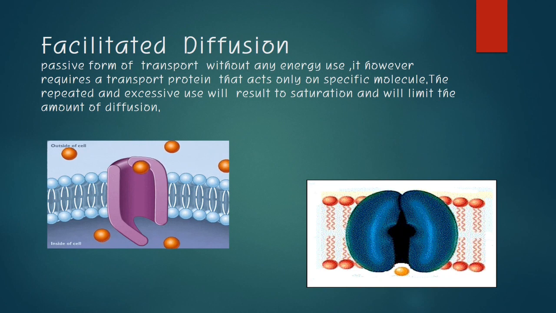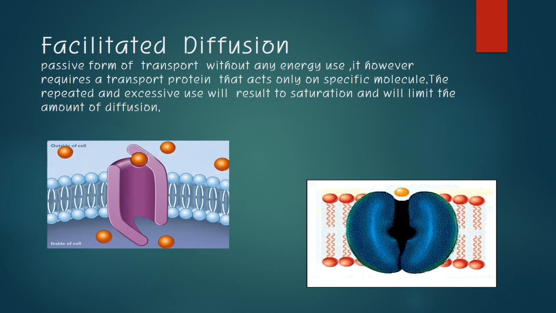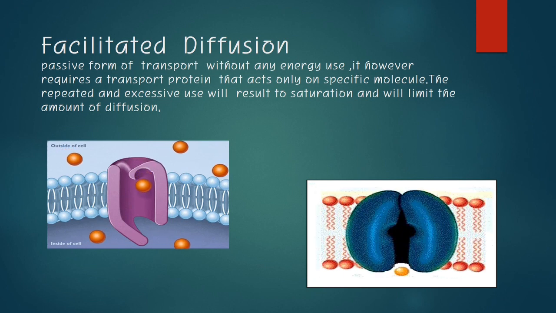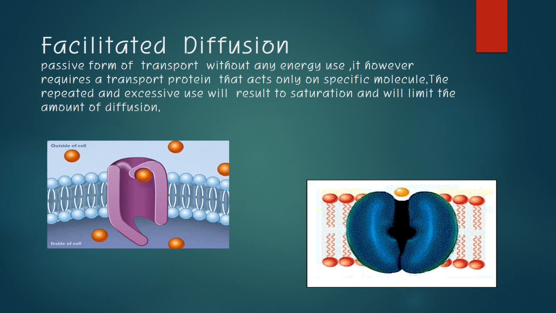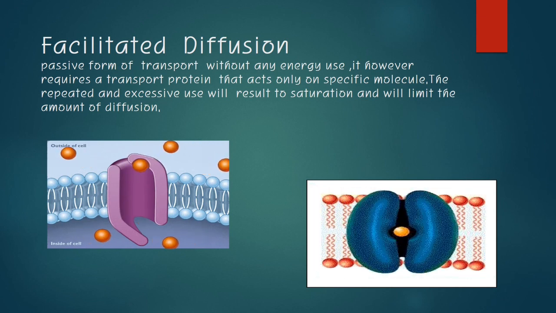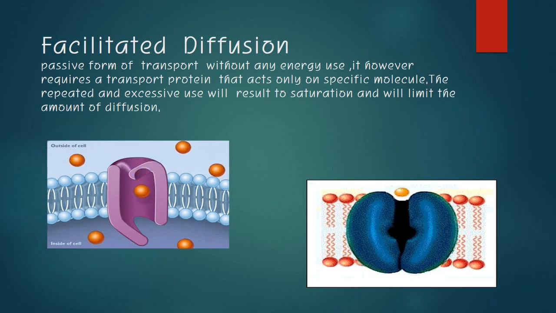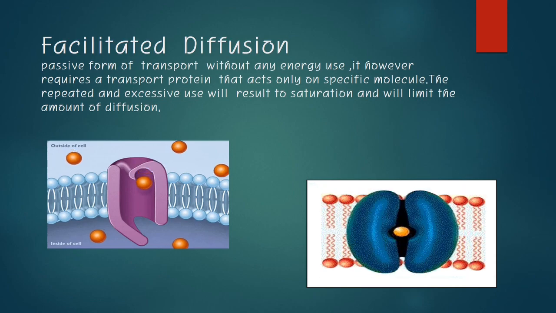Facilitated diffusion is also a passive form of transport without energy use. It, however, requires a transport protein, and it acts on a specific molecule. Repeated and excessive use will result in saturation, and this will limit the amount of diffusion. The typical example below of facilitated diffusion is a monosaccharide fructose molecule crossing the intestinal cell barrier, and that is accomplished with the aid of a transport protein.